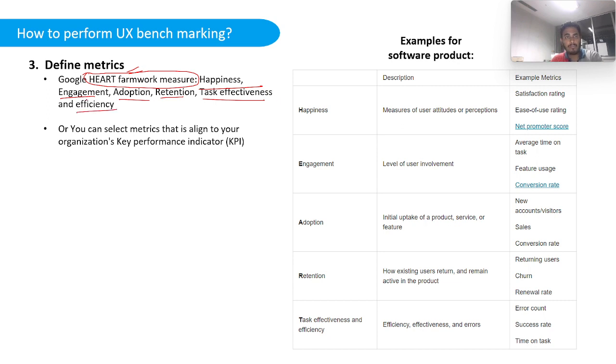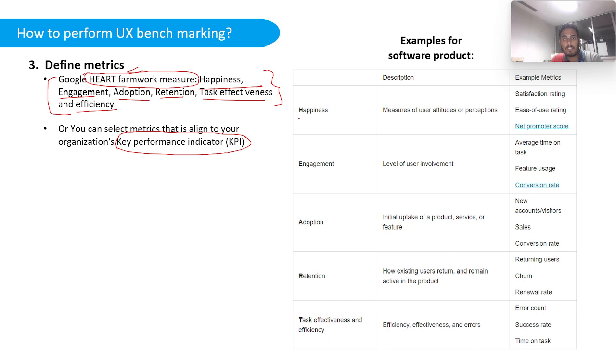Now, if you have your own product and your own key performance indicator, which is your organization's performance indicator, then you can select your own metrics. But to give an example, I am taking the Google HEART framework to show you how we define metrics.